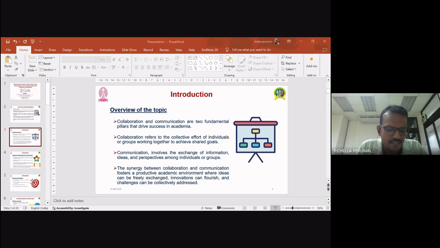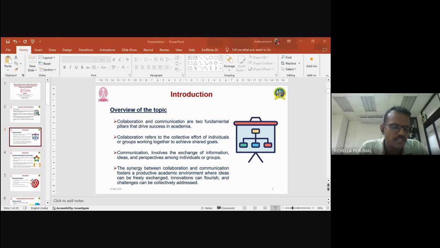In academic settings, effective communication is crucial for teaching, research, and administrative functions. The synergy between collaboration and communications develops a productive academic environment where ideas can be freely exchanged, innovation can flourish, and challenges can be collectively addressed. So the session aims to delve into the intricacies of these two concepts, exploring their significance, challenges, and strategies to enhance them in academic institutions.